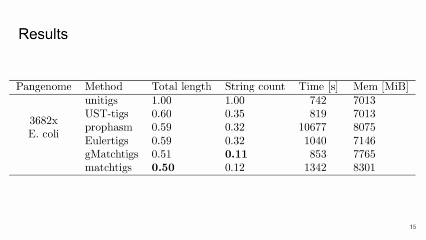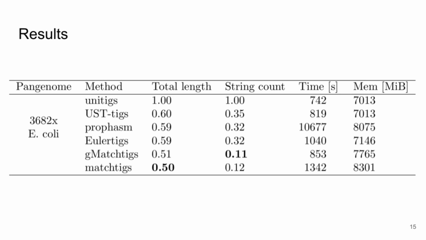Now then, what happens if we allow repeats? So this is G-matchtigs and matchtigs. We see that indeed we can cut about 8% of the total length of the UNITIGS by allowing repeats, which is worth something. Now then, in the next column we have the string count, and here we see that when we allow repeats, the solution which minimizes the string count does not necessarily minimize the total length. That property only holds if we do not allow repeats. If we allow repeats, then minimizing the string count might make the total length larger.